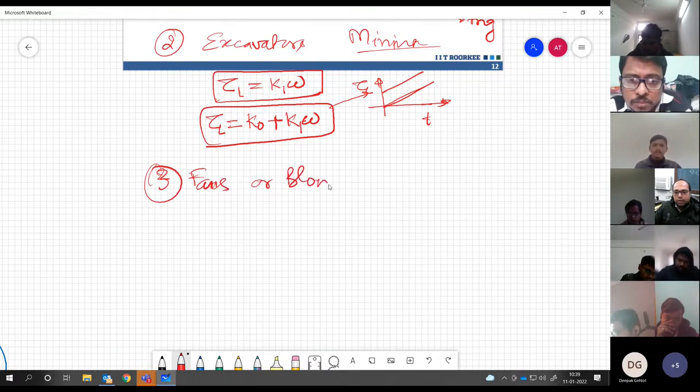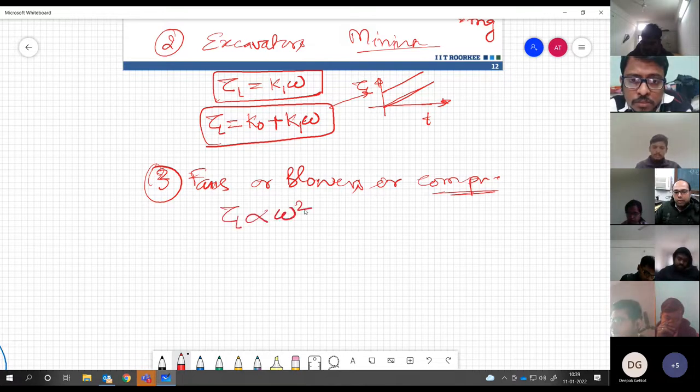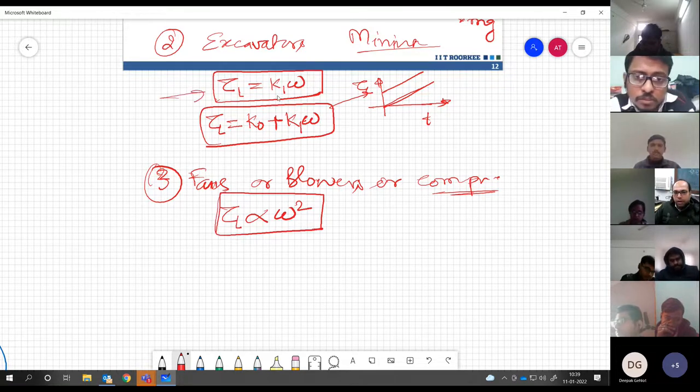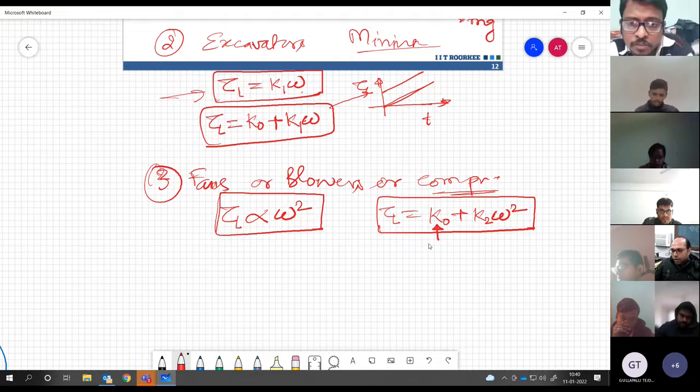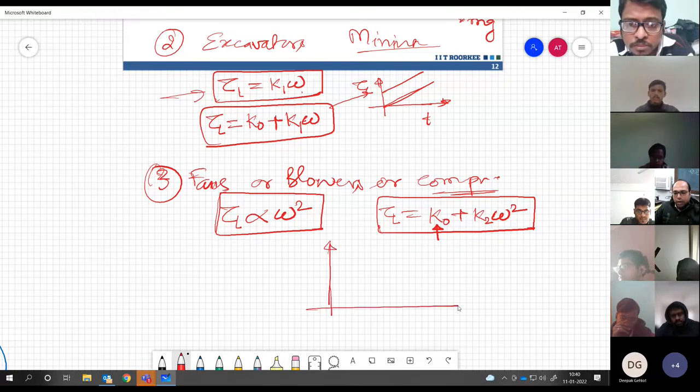Now, third example, if we talk about applications like fans or blowers or compressors, if we see, the load torque is generally proportional to the square of the speed. So difference is there. Here it's only linearly proportional to speed, whereas in the next case it is going as the square of the speed. So the general expression you can write like K0 plus some K2 omega square, where K0 may be zero or non-zero, depending on the particular field where you are applying this. So based on that, either the profile may look like this or the profile may look like this.